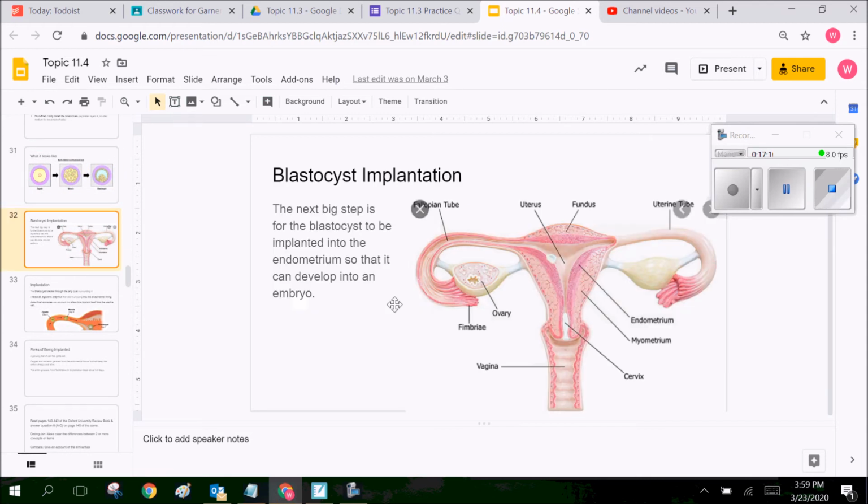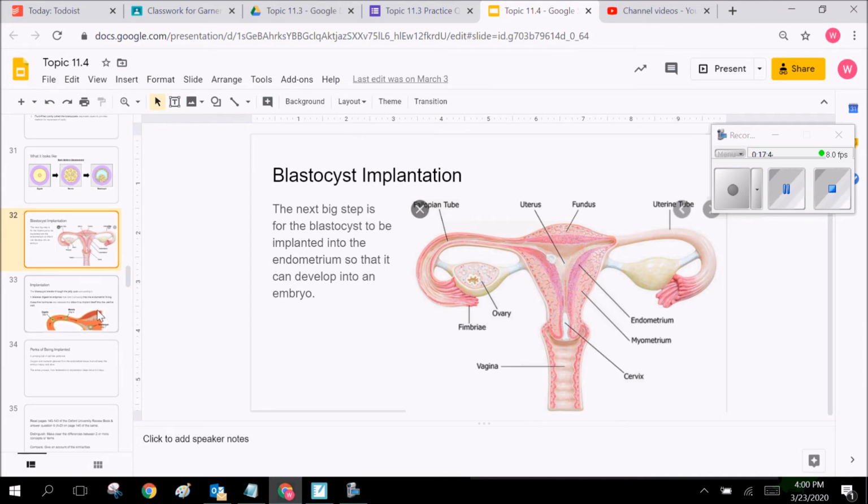Okay, so the blastocyst, the next big step is for it to implant into the wall of the uterus. The reason for this is so that it can start gaining the nutrients from the mother's body, because up until this point, it has been relying upon the energy that's in the yolk of the egg to power all these reactions. So now it's going to need a greater and more long-term energy source.